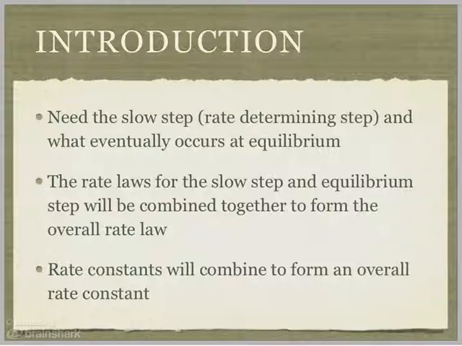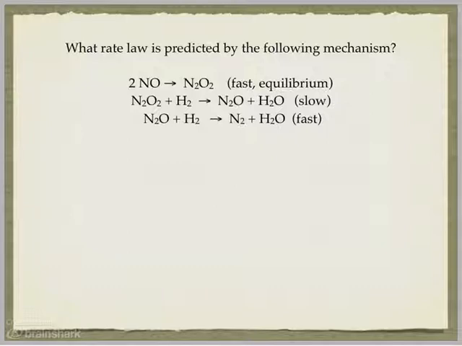But now you'll notice that this mechanism is going to be happening at equilibrium, and so you need that equilibrium step as well to be able to figure this out. So the rate laws for the slow step and for the equilibrium step will basically be combined together to be able to figure out the overall rate law. Rate constants, the k's within each one, will combine together, and they'll form this overall rate constant, which you'll see in your final rate law expression. So let's try doing something like this.